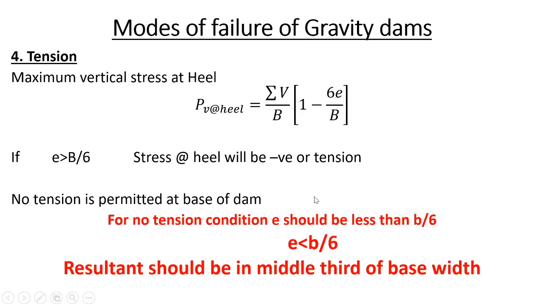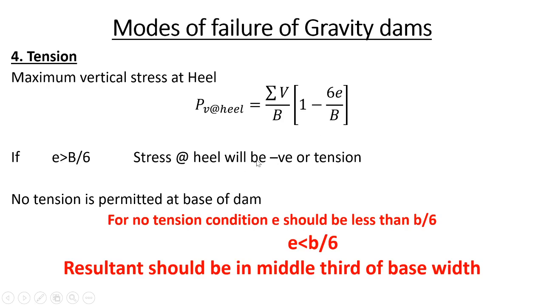Now the last mode of failure, fourth one is tension. You know the maximum vertical stress at heel equation is, instead of positive, here it is negative. If in this equation the value of e, again remembering you, e means the eccentricity, if eccentricity is greater than b by 6, then this whole equation will become negative.